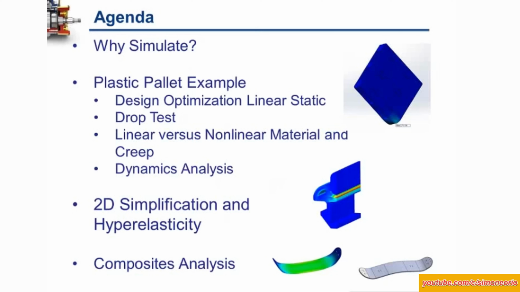Next, we're going to look at a plastic palette example today. And we're going to start out with a linear static design optimization to get the geometry kind of where we want it. And then we're going to look at different types of analysis and adding detail to that model with more accurate material models, dynamic tests, and a creep analysis in addition. And then we're going to wrap things up with an example of 2D simplification with a hyperelastic material model.